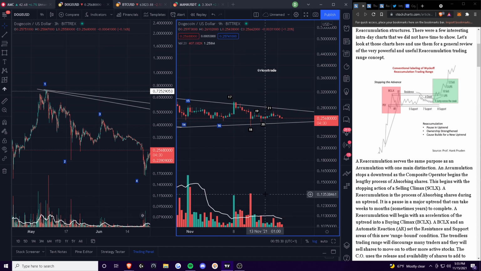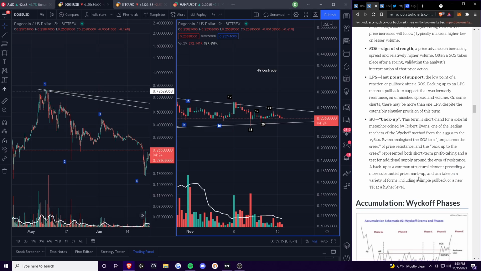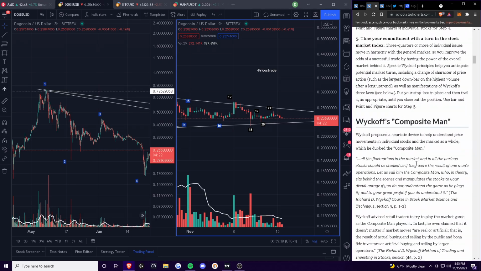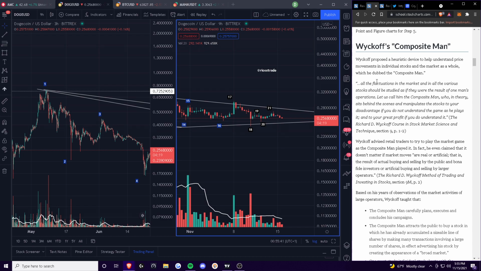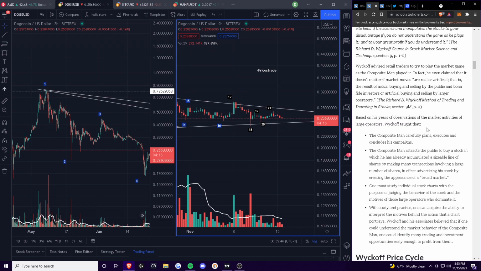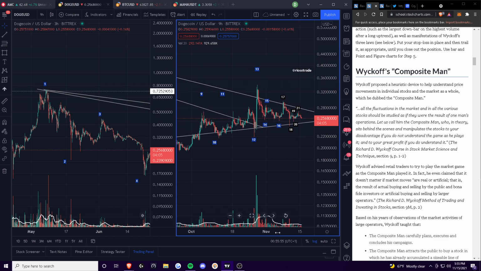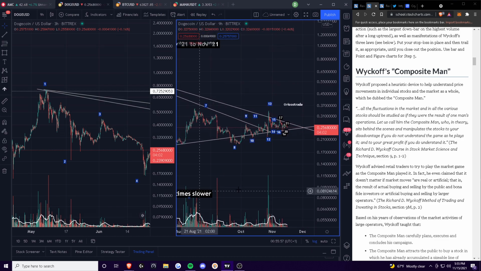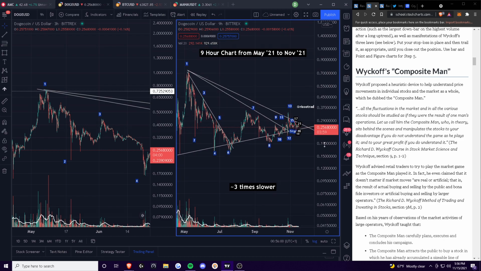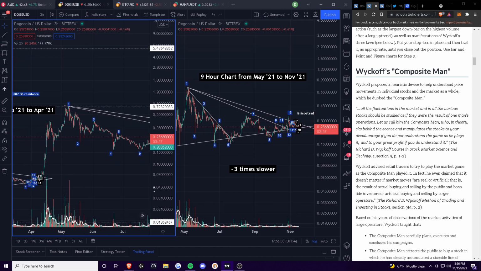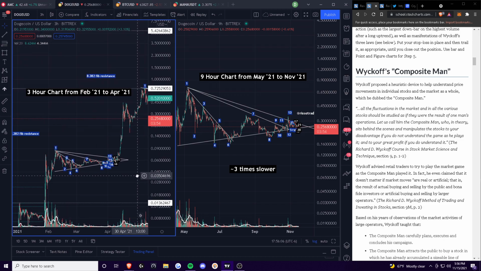Maybe it's a coincidence. But I am personally looking at it the same way that Wyckoff would say to look at it, which is there's a composite man, okay? And the composite man carefully plans, executes, and concludes his campaigns. He attracts the public to buy a stock which he's already accumulated, and then he distributes them. Basically what I'm saying is I'm pretending like there's an operator on the other side of everything right now, and he is setting up to get liquidity out of retail. And I'm trying to understand what his moves are before they happen, okay?